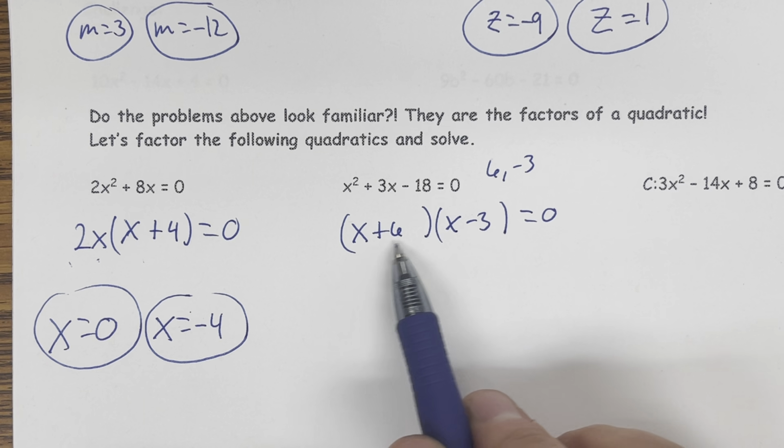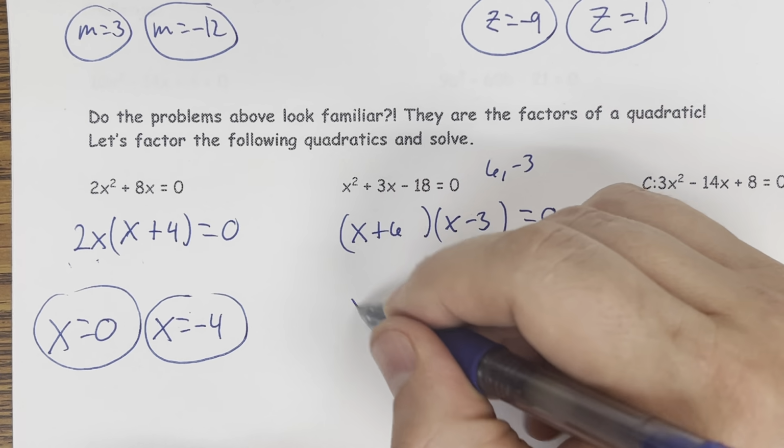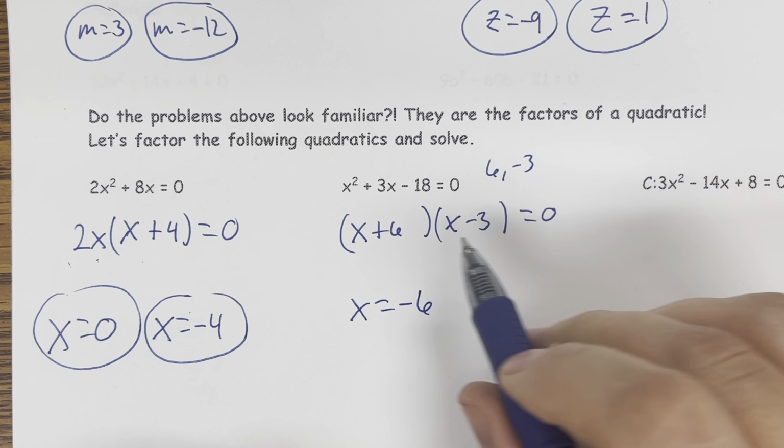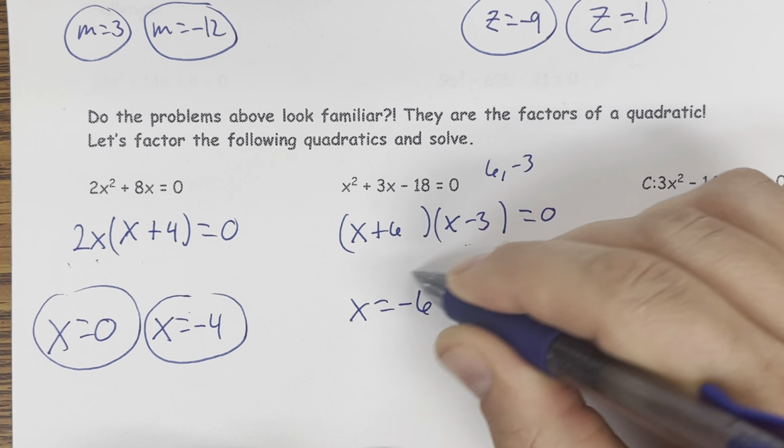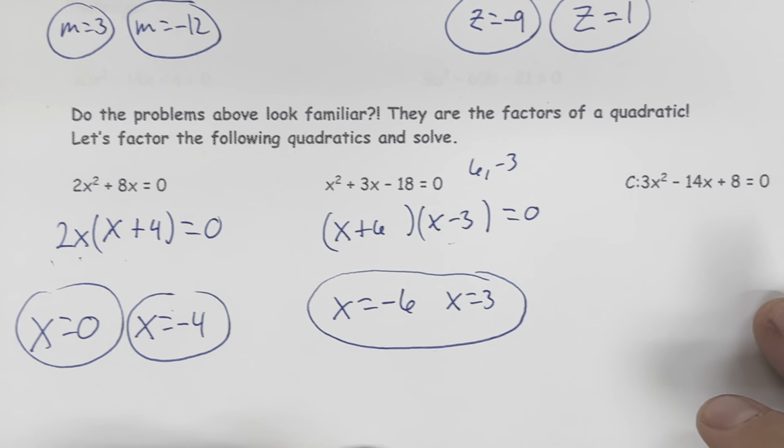When is x plus 6 equal to 0? When x is equal to negative 6. And when is x minus 3 equal to 0? That's when x equals positive 3. We found our two solutions.